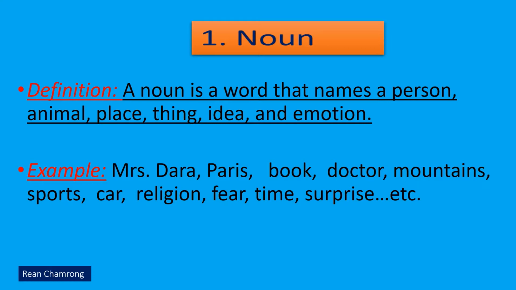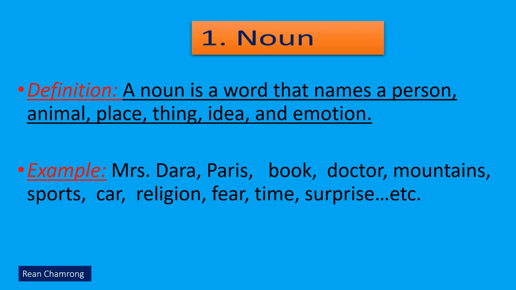An example of a noun, you can find a lot of nouns, of course. Like for example, Mrs. Dara. Yes, Mrs. Dara is a noun. Paris is a noun. Book, doctor, mountains, sports, car, religion, sphere, time, surprise, etc. For the name of any person, or people, like man, woman, all of these are nouns. And animals like tiger, cat, dog, elephant are nouns. Places like city, country, island, sea, beach, all nouns.